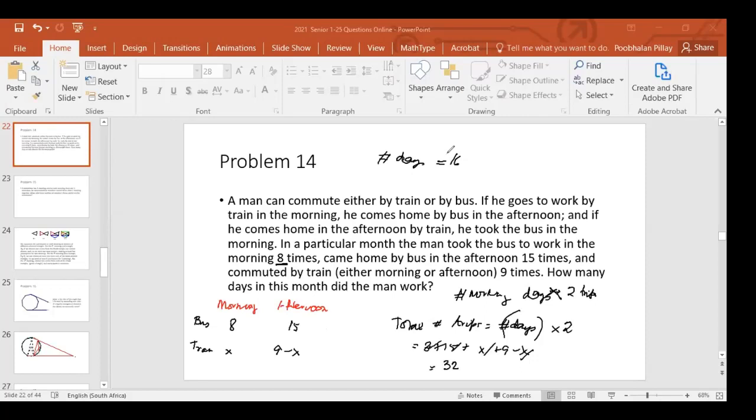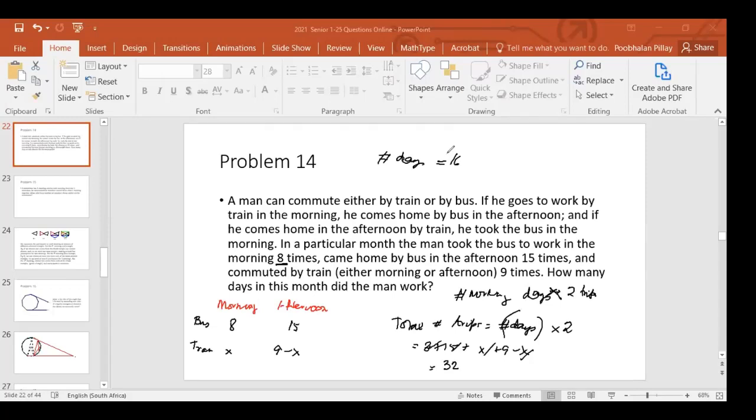The calculation is so easy, because it's 8 plus 15 plus 9. I don't even have to put X, because that's the total number of times you travel by train. The total number of times you travel by bus is 23. The total number of times you travel by train is 9. So you could have said 23 plus 9, right?